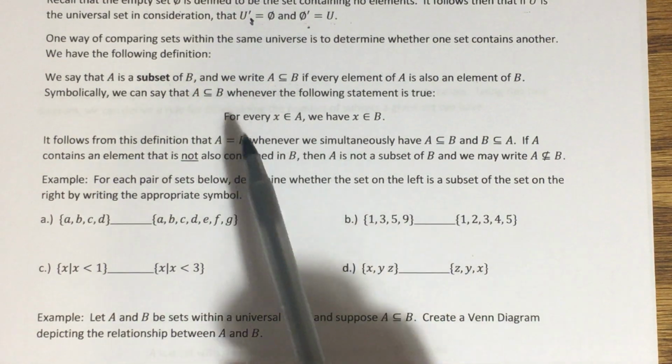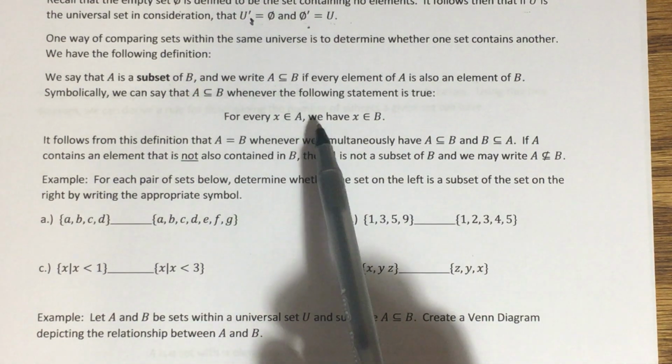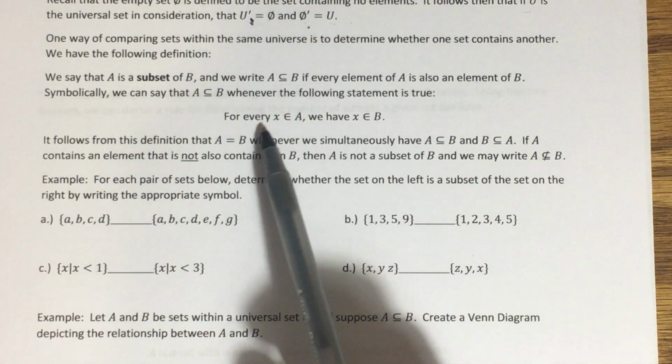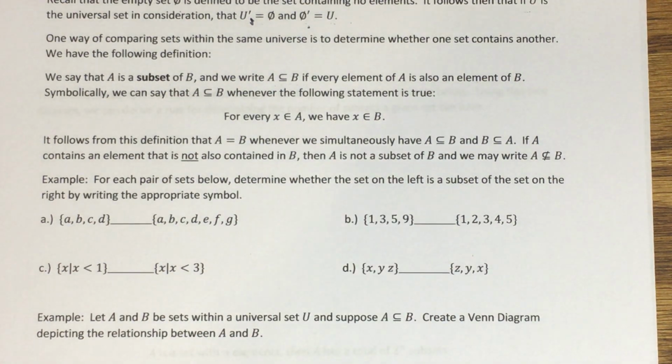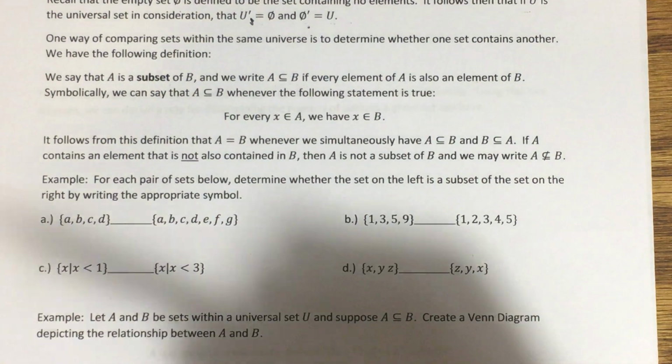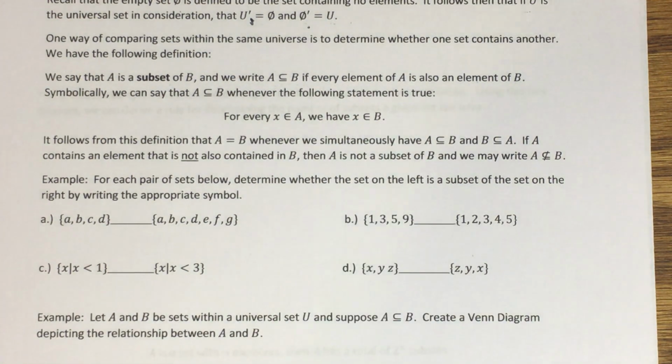Symbolically, we could say the same thing this way. For every x in A, we have x in B. Or for every x that's an element of A, x is also an element of B. Said differently, B contains everything that A does, right? So that intuitively is probably how you understand a subset anyways. You just may not have thought of it in those terms.